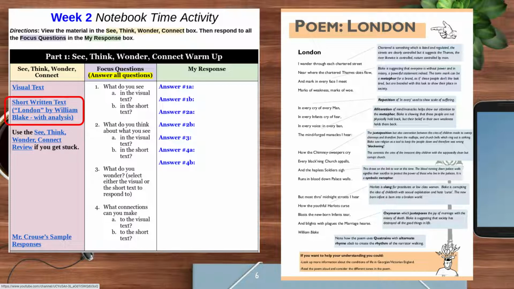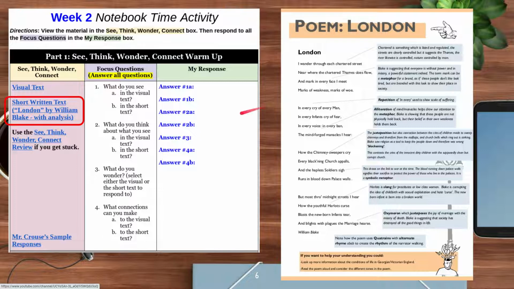In every cry of every man, in every infant's cry of fear, in every voice, in every ban, the mind-forged manacles I hear. How the chimney sweepers cry, every blackening church appalls, and the hapless soldier's sigh runs in blood down palace walls. But most through night's streets I hear how the youthful harlot's curse blasts the newborn infant's tear and blights with plagues the marriage hearse. By William Blake.